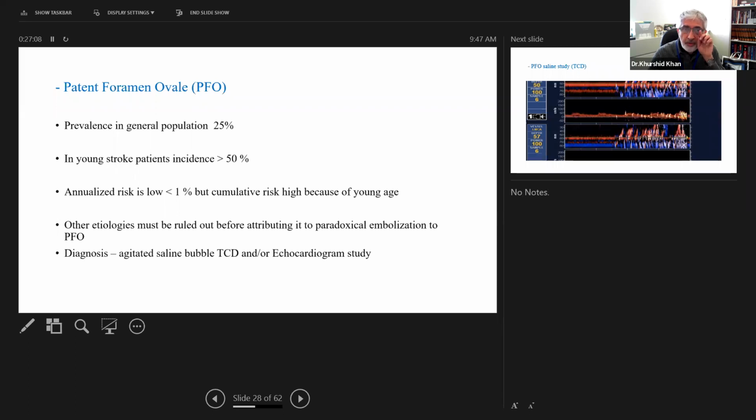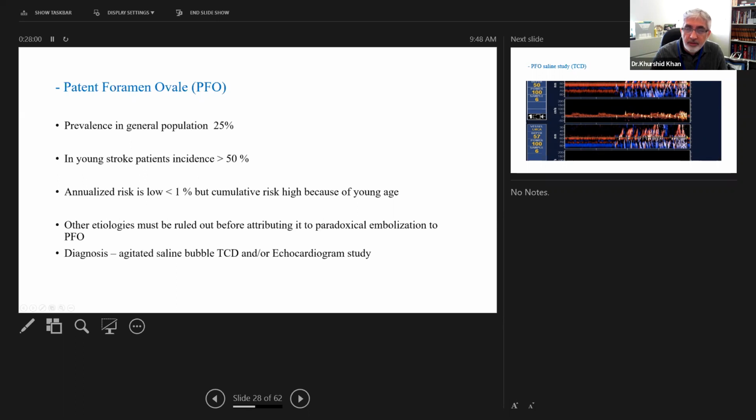So with respect to patent foramen ovale, it has a general prevalence of 25% in the general population. It is not usually considered a high-risk entity for stroke. But in cryptogenic stroke, where you don't find any other obvious cause, then we look for PFO. And it has been shown that in young individuals with stroke, the prevalence of PFO is more than 50%. The cumulative risk may be high in individuals who have cryptogenic etiology for a stroke. So it is important that we very carefully and methodically look for other causes.